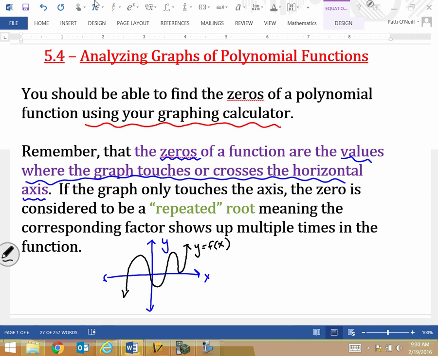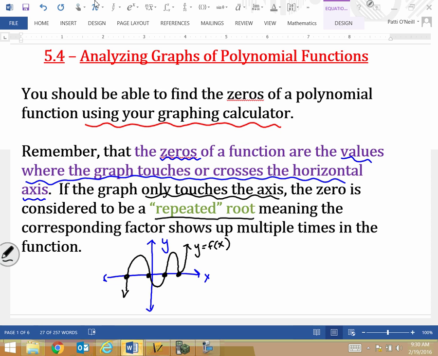But I can tell from my graph that I have a 0 at whatever this x coordinate is. I have a 0 right here. I have a 0 right here. And then the graph is touching right here. And when the graph only touches the axis, this is the part in the notes that you should get down if you don't understand this already. The 0 is considered to be what we call a repeated root.